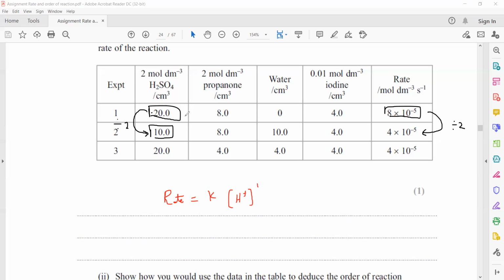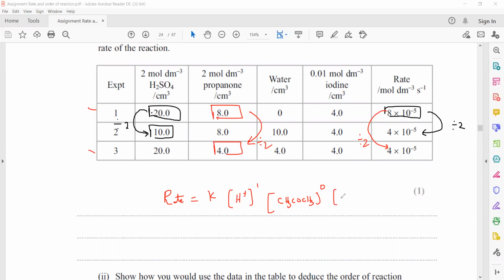And when we check experiment 1, because if we compare experiment 1 with 3, so this is 8, this becomes 4. If this is becoming 4, what happened in experiments 1 and 3? It means it is divided by 2, and the rate is also divided by 2. So what is confirmed? It confirms this is first order with respect to propanol. Is it clear?